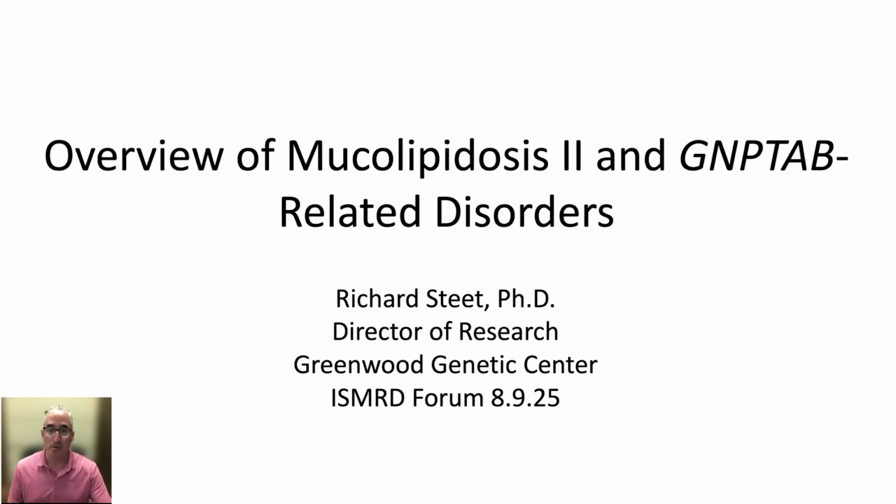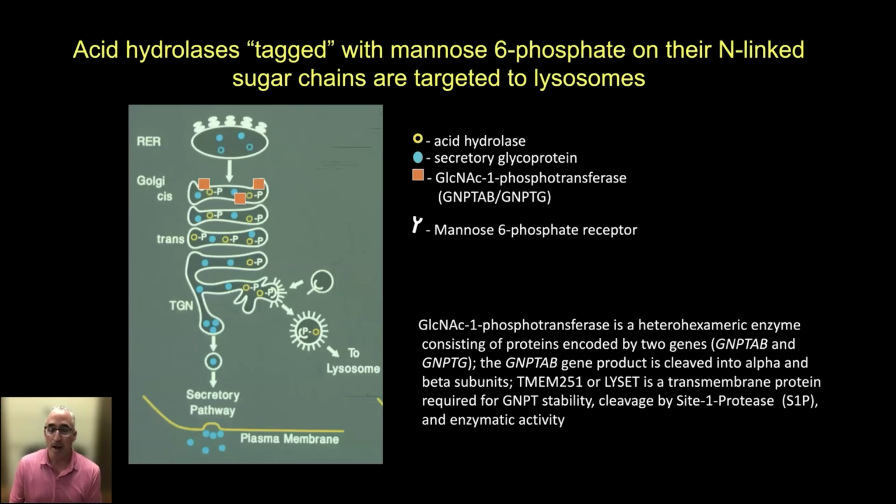I'm going to start with just giving you an overview of mucolipidosis II or I-cell disease. I'm really going to refer to these as the GNPTAB-related disorders. And I want to start with the cell biology that underlies this because it's not only fascinating, but it's integral to understanding these conditions and why they're so unique.